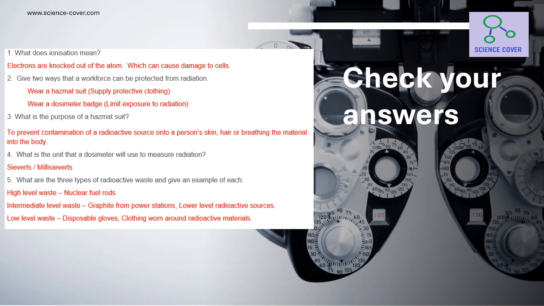What are the 3 types of radioactive waste? And give an example of each. So we have high-level waste, which could be nuclear fuel rods, intermediate level waste, which is like the graphite from power stations or low-level radioactive sources. And there's low-level waste, which is disposable gloves or clothing that was worn around radioactive material.